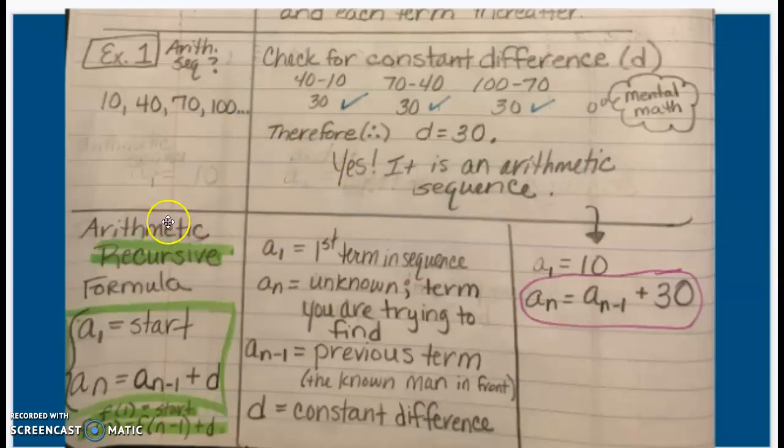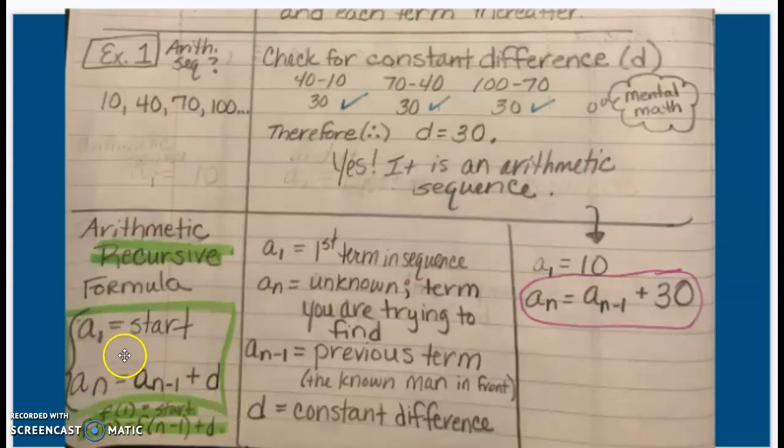I'm going to move over here to show you the formula. Arithmetic recursive formula is a sub 1. This is the starting number, the very first number in the sequence that you're talking about. And a sub n is an unknown number. This is the number you're trying to find. Your mystery man is equal to whatever the number that came before the mystery man. You're going to add your common difference to that.